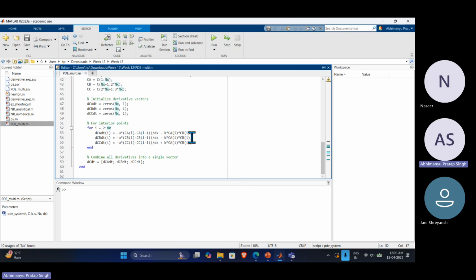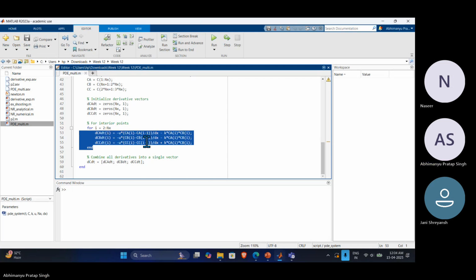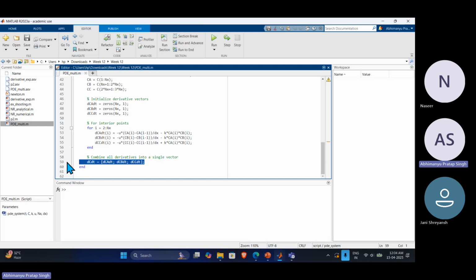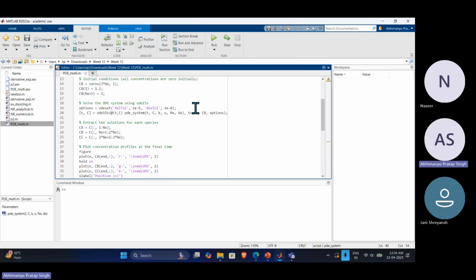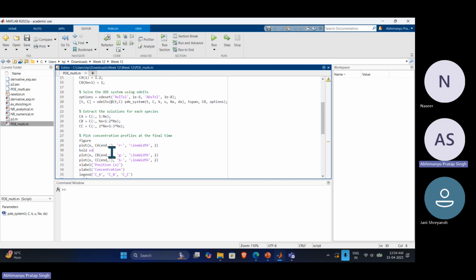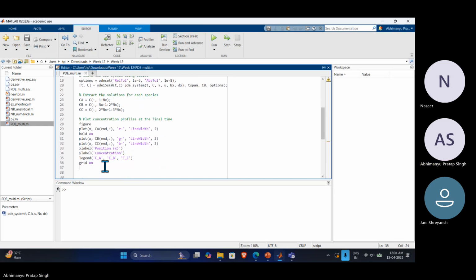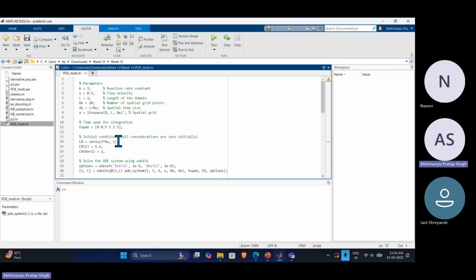Yeah, so these are my time derivatives, and then I'm combining all the derivatives as a single vector, and it's my output. Okay. So I solve this using ODE15s. Then I extract the solutions for each species for all the time steps. So CA includes all the time steps, CB includes all the time steps, and CC as well. And then I'm here just plotting for the end time step, that is for t is equal to 5. Okay.